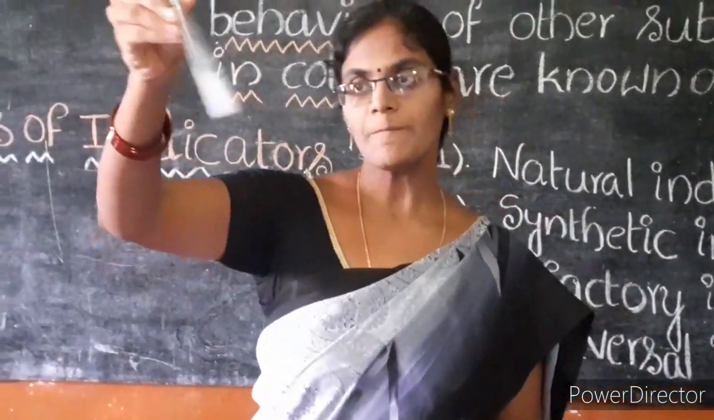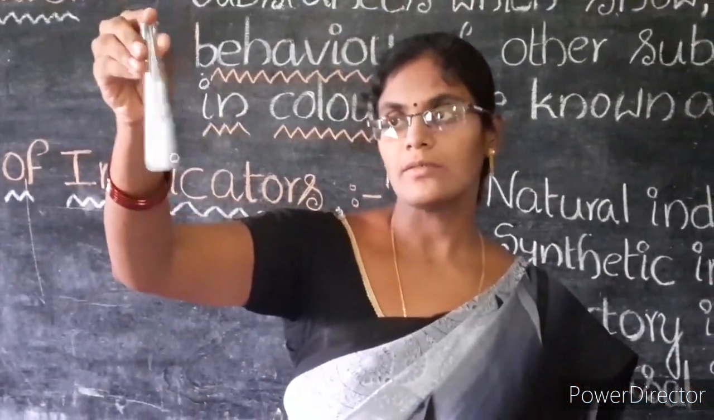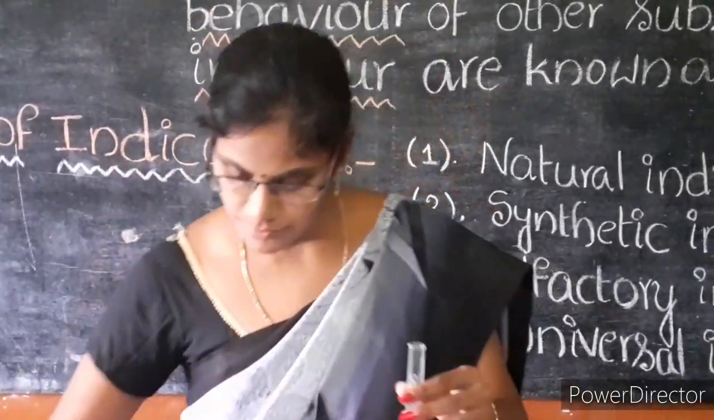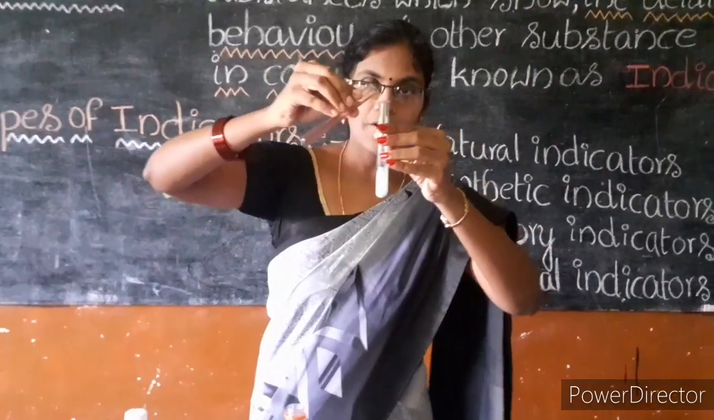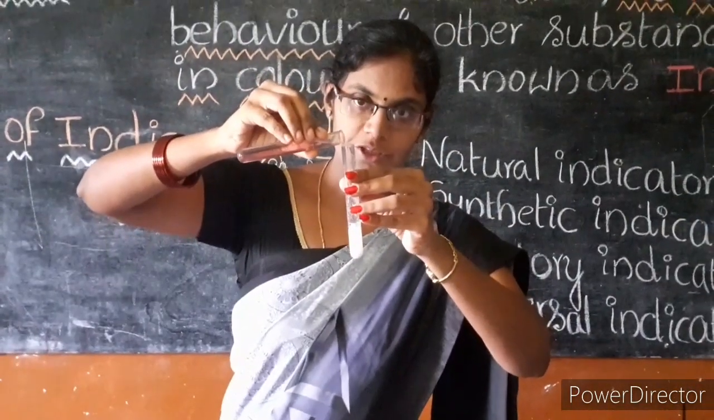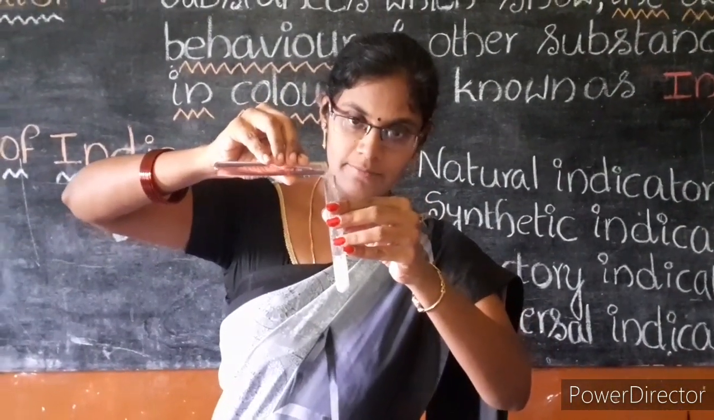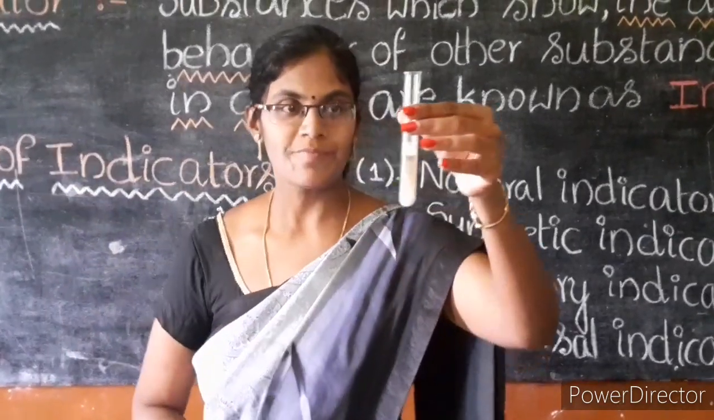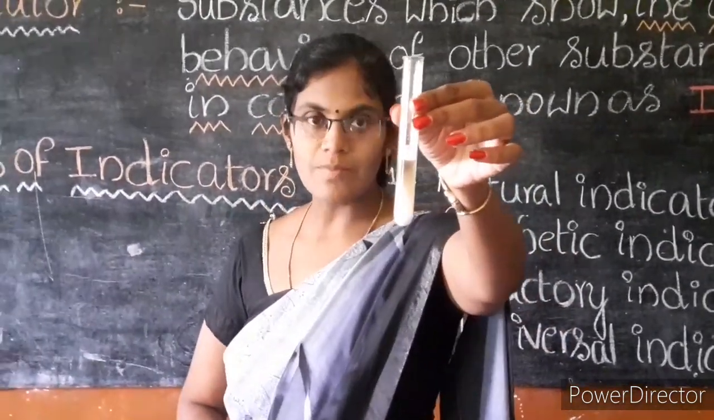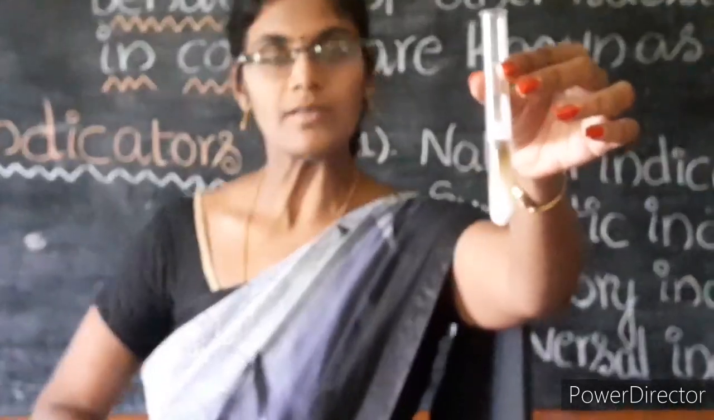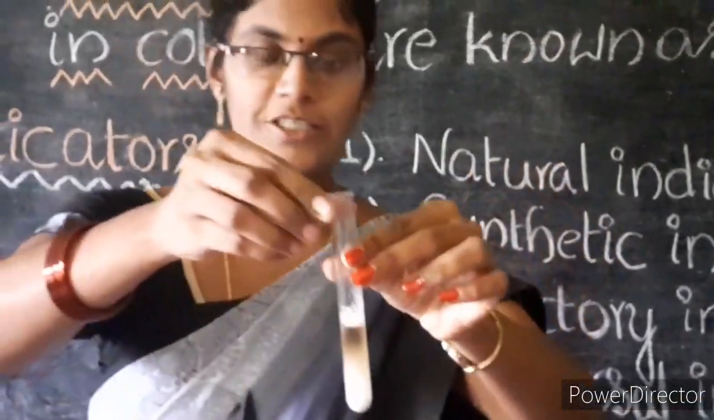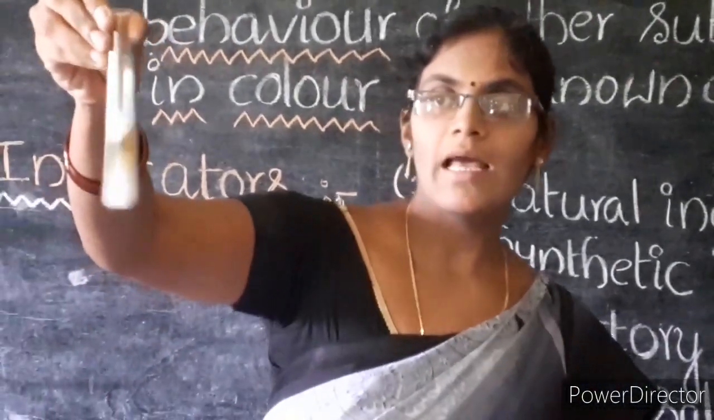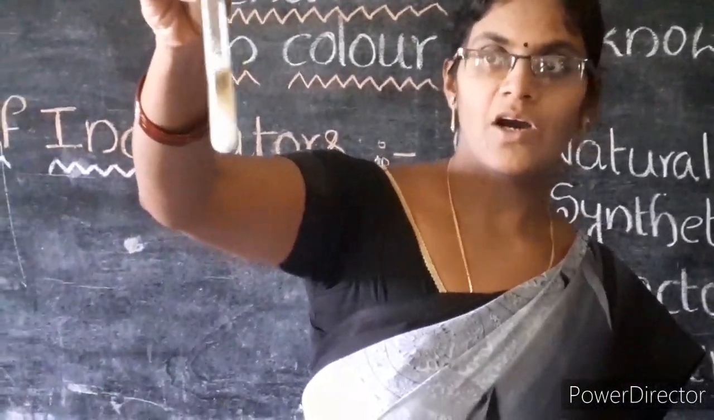So dilute the washing soda with water, and now add a small quantity of China rose solution. Children, can you observe any change in the color of the solution? Yes, the color changes into yellowish green. Okay, the solution changes into green color.